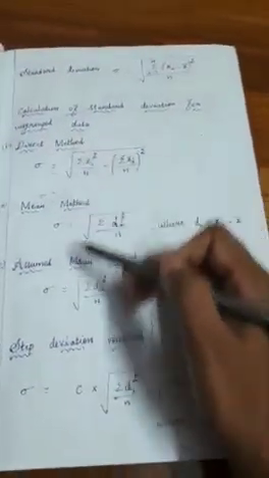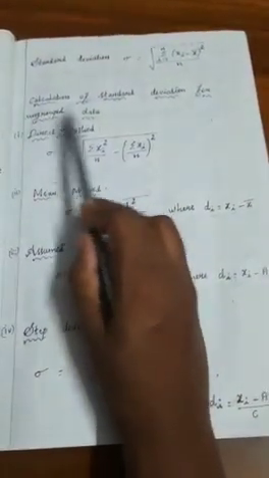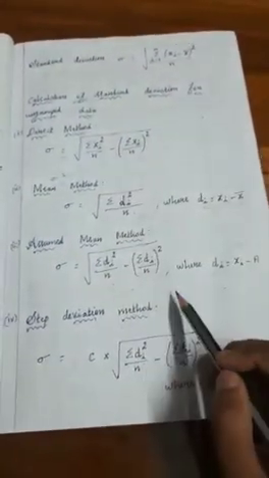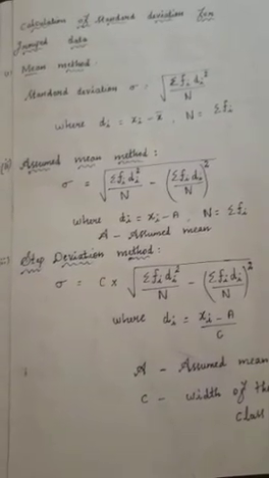Okay, see, these are the methods for finding the standard deviation when they give ungrouped data. So if they give ungrouped data, these are the methods we have to use for the test. Any method you can use to find this answer. Okay, so thank you. See the calculation of standard deviation for grouped data.